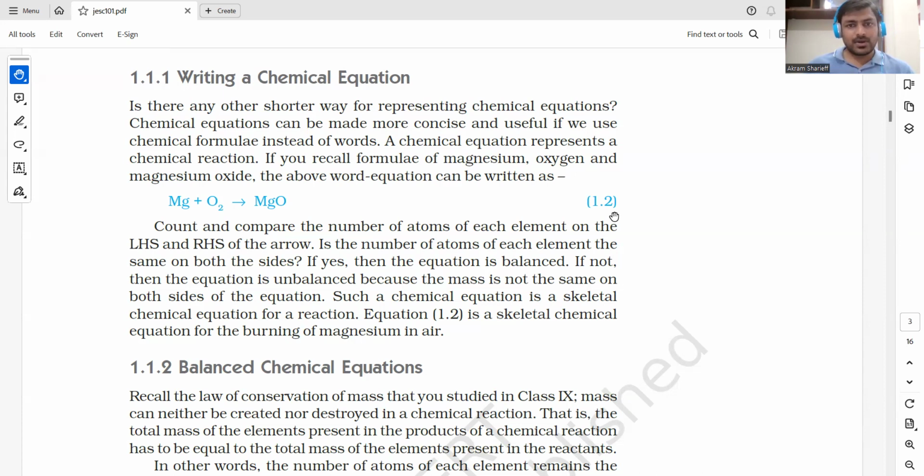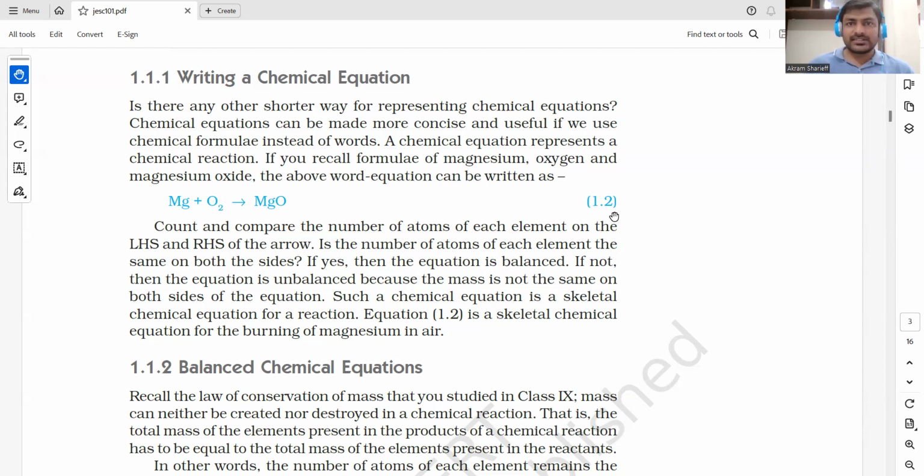Count and compare the number of atoms of each element on the LHS and the RHS of the arrow. Is the number of atoms of each element the same on both sides? If yes, the equation is balanced. If not, then the equation is unbalanced because the mass is not the same on both sides of the equation. Such a chemical equation is called a skeletal chemical equation for a reaction. Equation 1.2 is a skeletal chemical equation for the burning of magnesium in air.